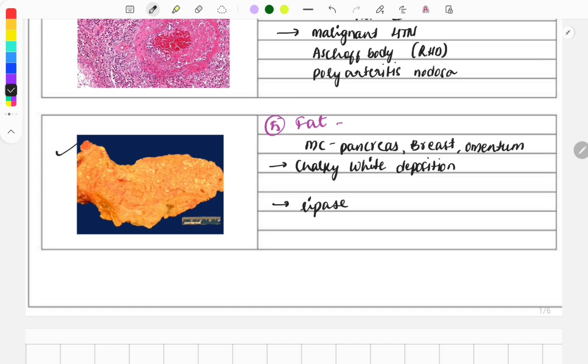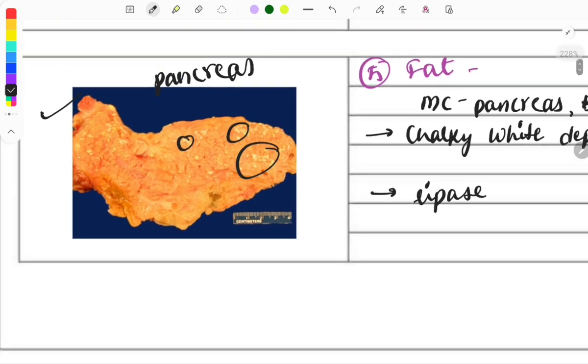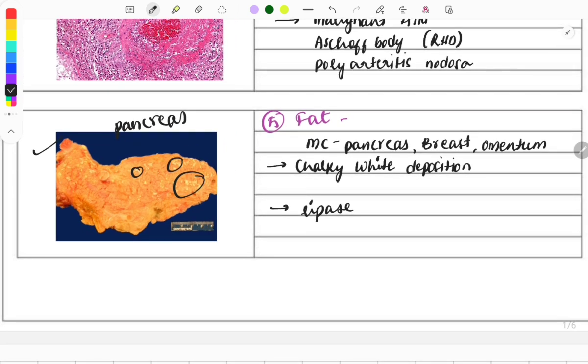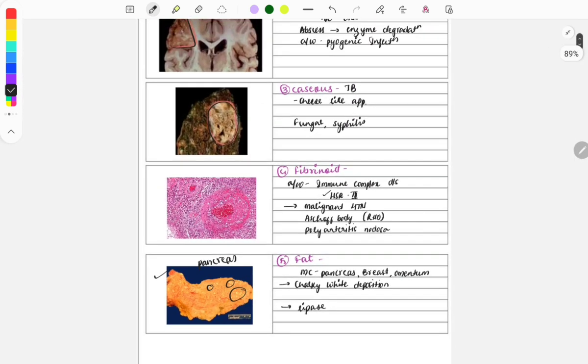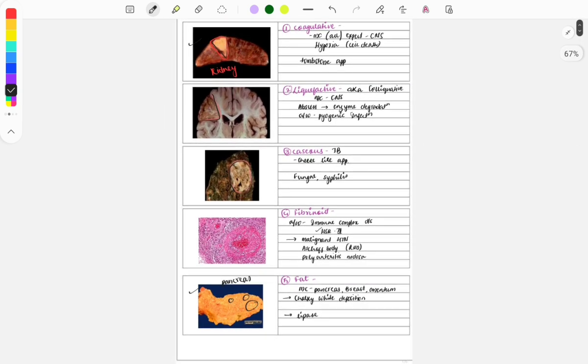As you can see here in this image of the pancreas, if I zoom in, you can see these chalky white deposits. These are the calcifications which are seen with fat necrosis. So this was a quick revision and overview video of necrosis and the points which you must know.